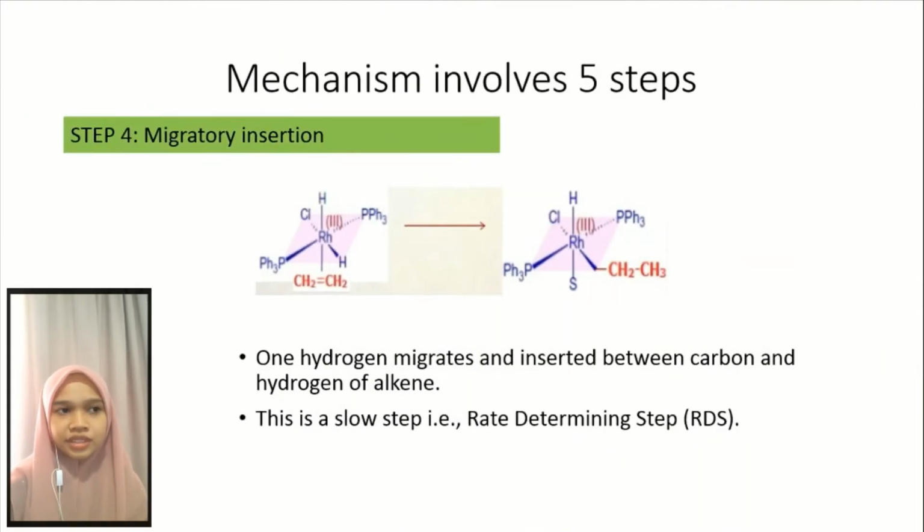So next is step 4, migratory insertion. One hydrogen migrates and inserts between the carbon and hydrogen of the alkene. This step is the rate determining step, RDS.